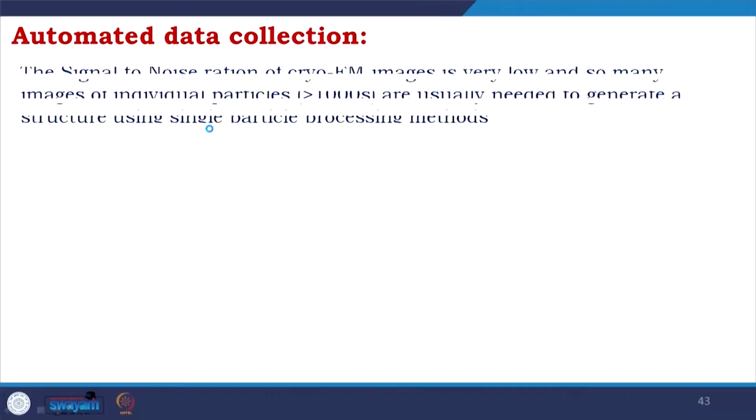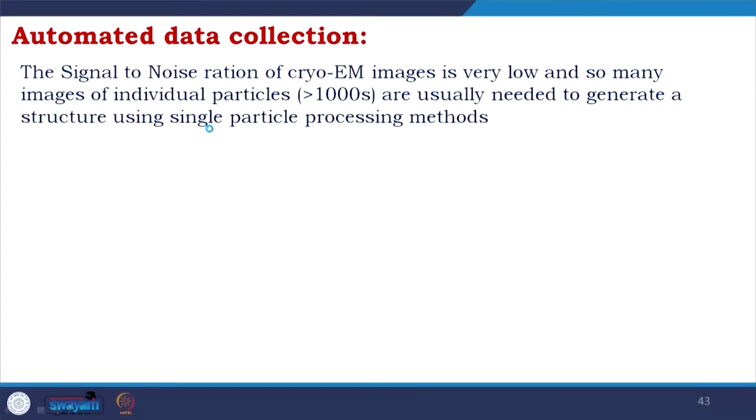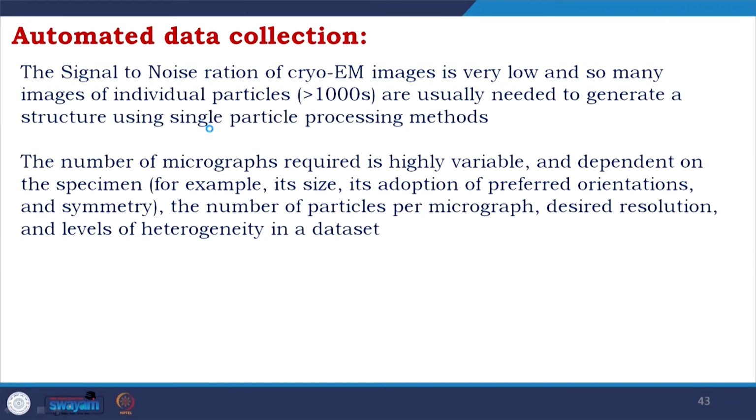Coming to our last topic, automated data collection. The signal to noise ratio of cryo-electron microscopy images is very low, and so images of many individual particles, greater than 1000, are usually needed to generate the structure using single particle processing methods. So, the more images you can collect, the better resolution you are going to get. The number of micrographs required is highly variable and dependent on the specimen, for example its size, its adoption of preferred orientation and symmetry, the number of particles per micrograph, desired resolution and levels of heterogeneity.